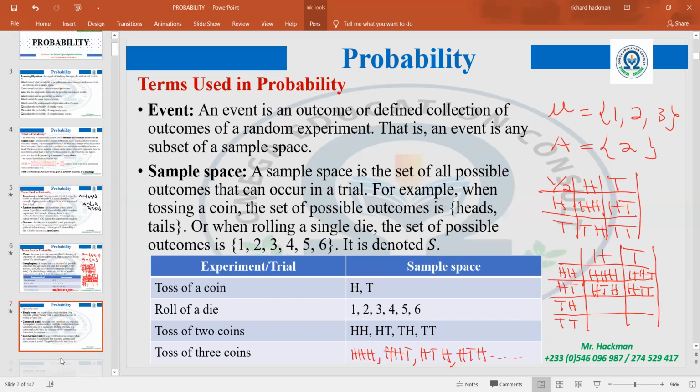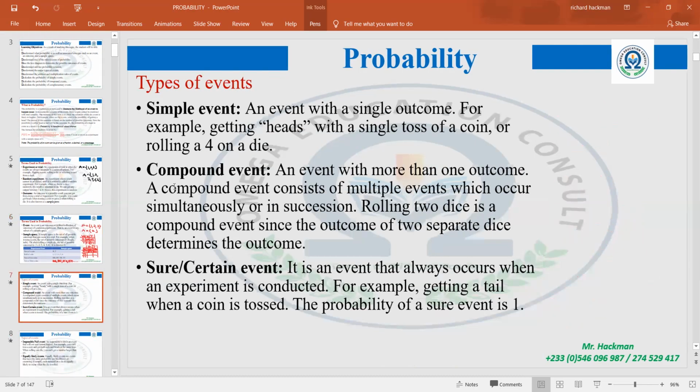Now let's continue with our terminologies, our terms. Quickly, let's look at our next term, and that is, we are dealing with some types of events. You mentioned events and we know what events are. Who can tell me briefly what an event is?